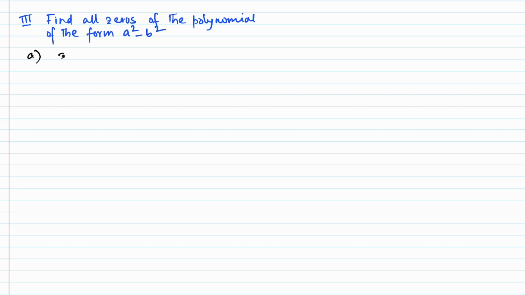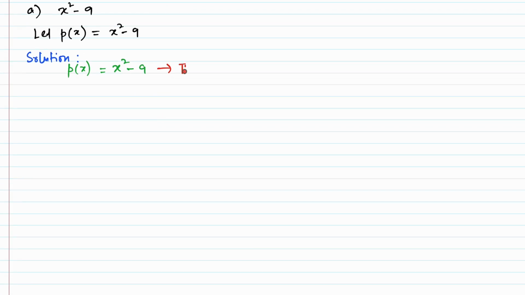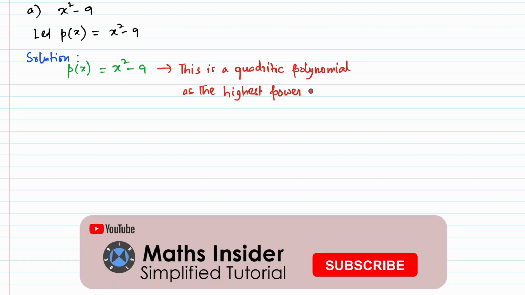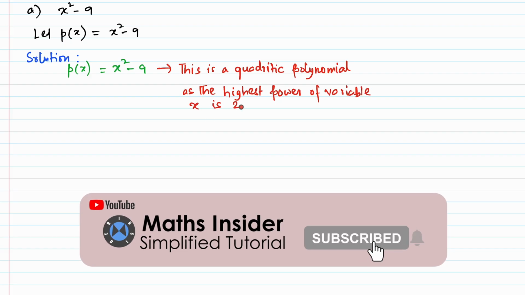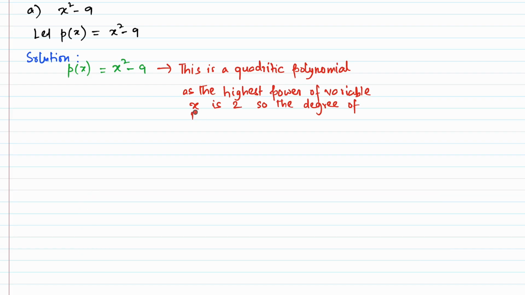Now let us take the third kind of problem, find all zeros of polynomials of the form a square minus b square. So there will be more than one zero. That means it will be a quadratic form of polynomial. Let p(x) equal x square minus 9. So it is taking the form of a square minus b square. This is a quadratic polynomial as the highest power of the variable x is 2. So the degree of the polynomial is 2.